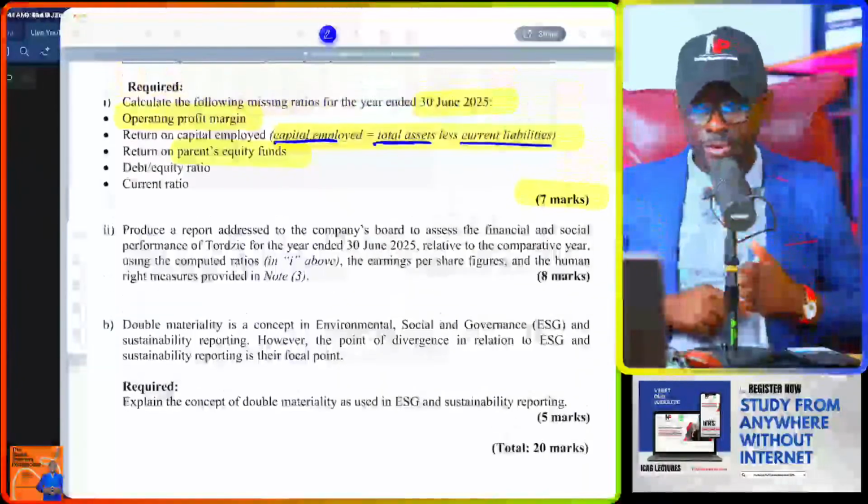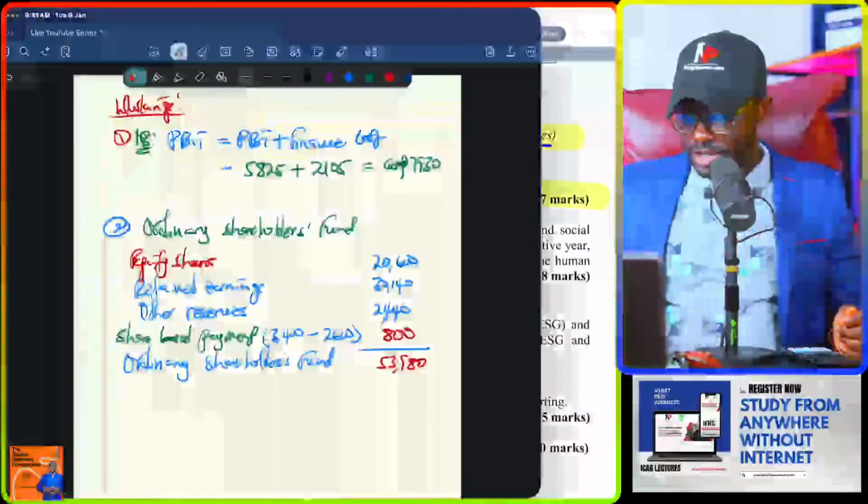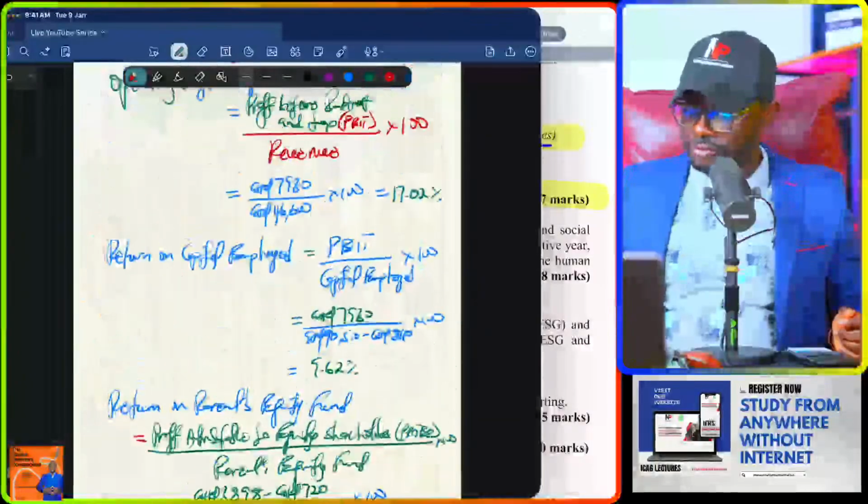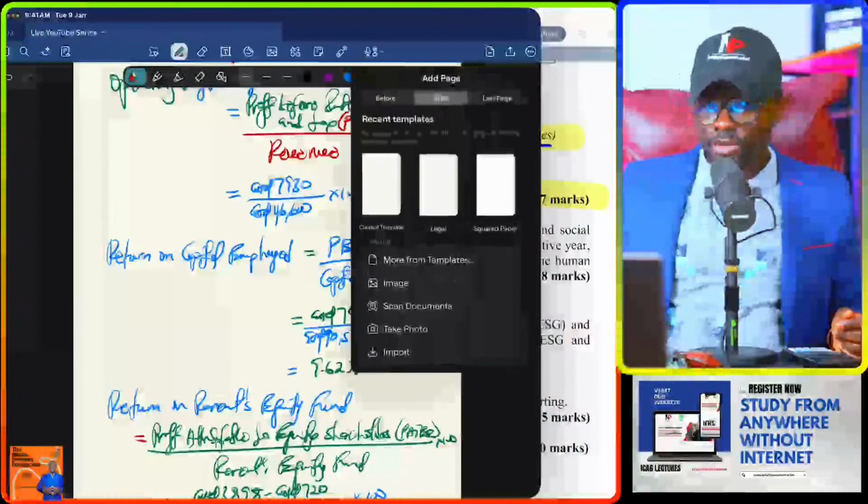The next thing we are required to do is the debt to equity ratio. So, debt to equity ratio.